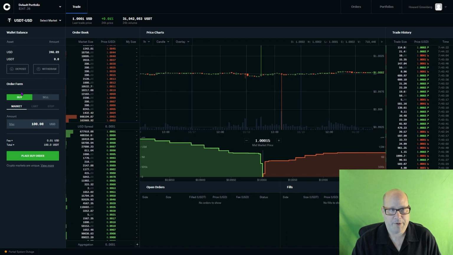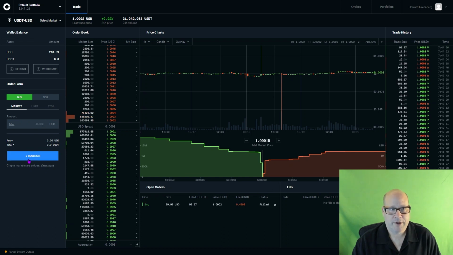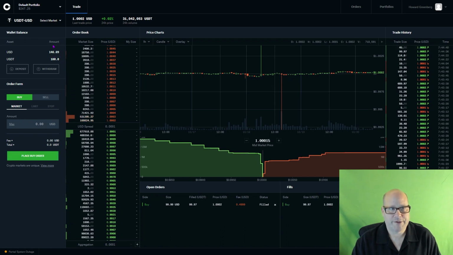So again, if I want to buy $100 worth of Tether, I simply select the market order. I make sure that I'm on buy. I can see that there is no transaction fee for this. It's about 1 penny, so not a very big transaction fee. And then I hit place my order. And you can see a blue success comes up. I've now taken $100 out of the amount of US dollars that I have, and it's now replaced with 100 Tether or USDT.